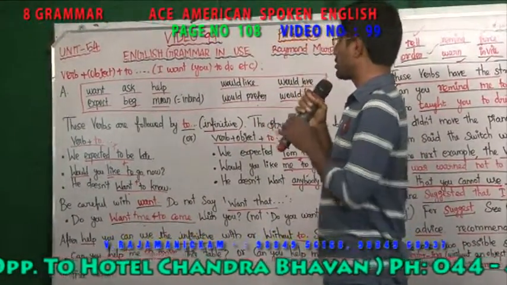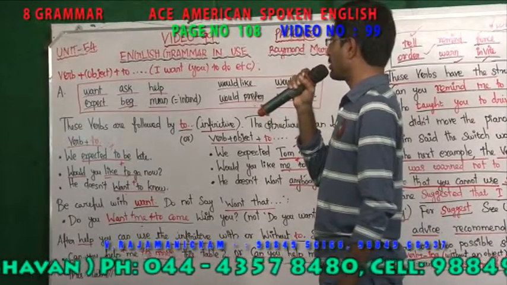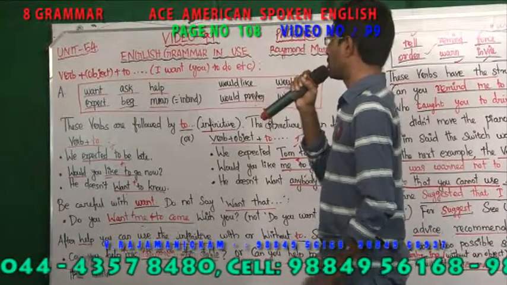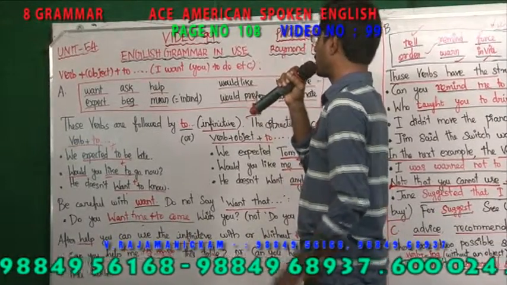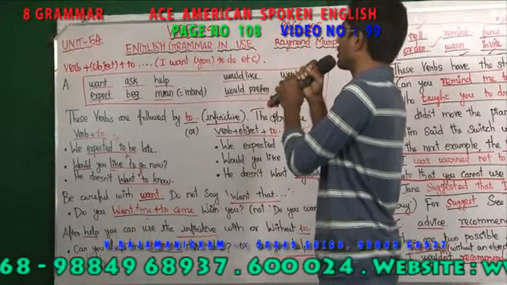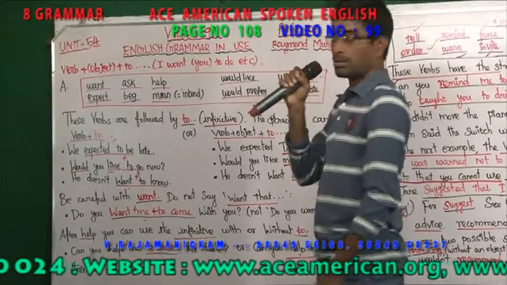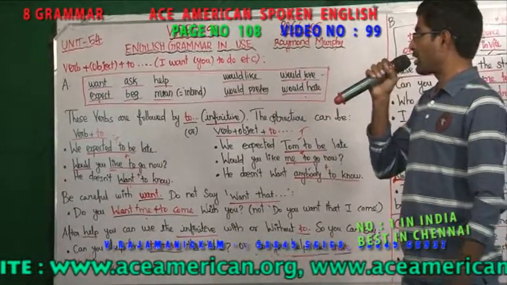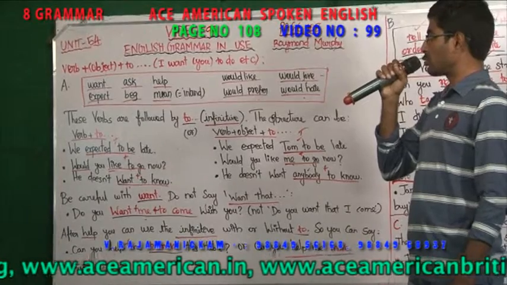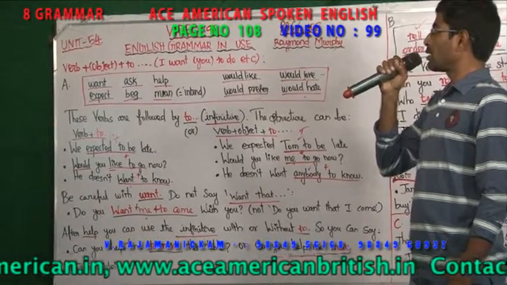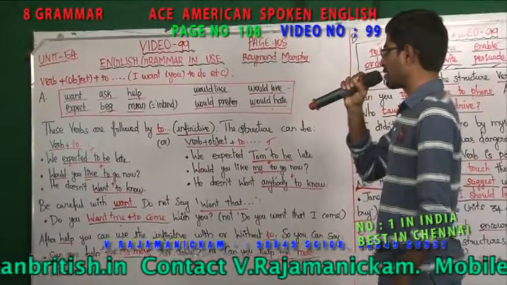Today, sir explained to us how to use different kinds of verbs with the infinitive "to". There are three ways to use verbs with the infinitive. The first kind of verbs are want, ask, help, expect, beg, mean. These verbs we can use with an object plus "to", and also without an object, with only the infinitive "to". The example is: we expected to be late.